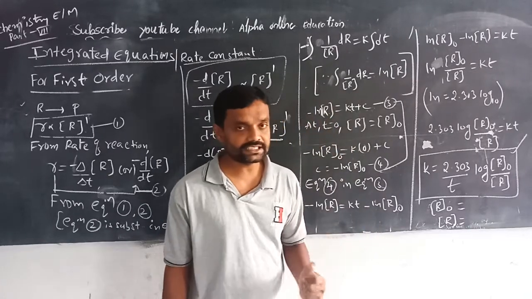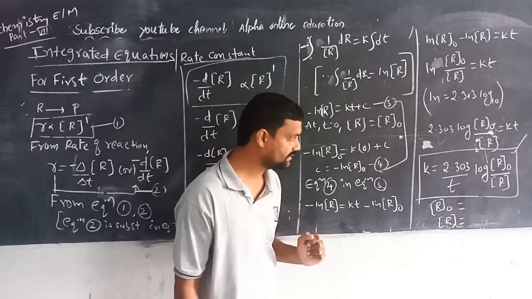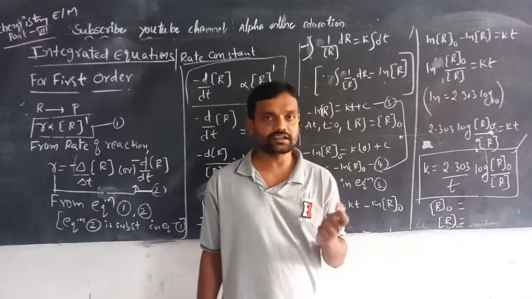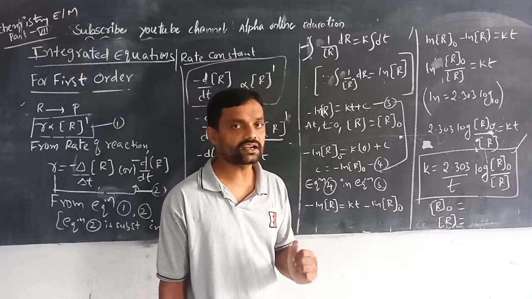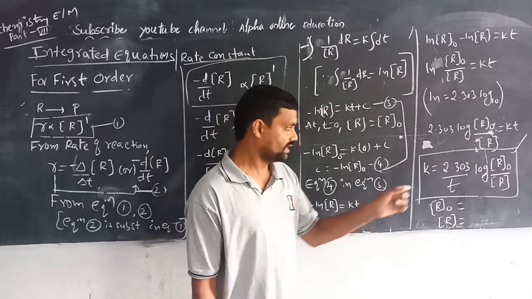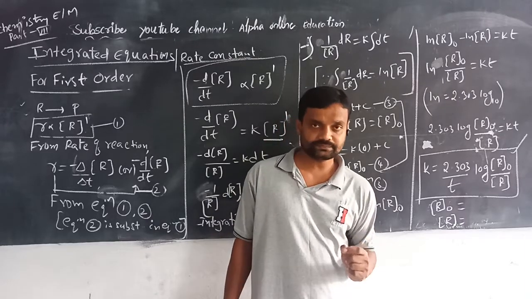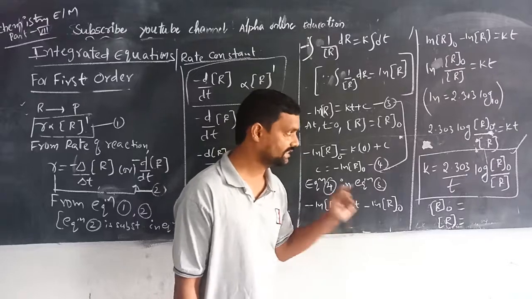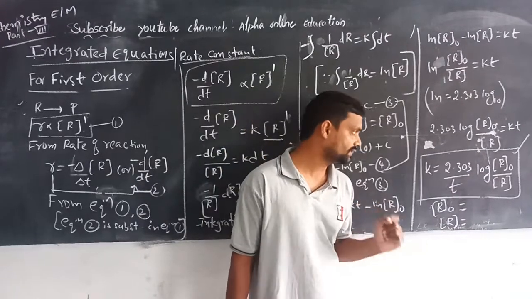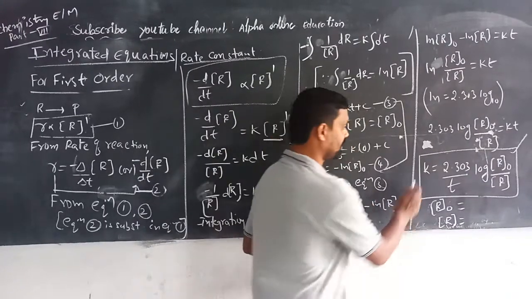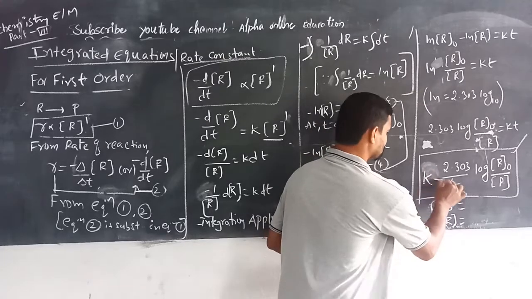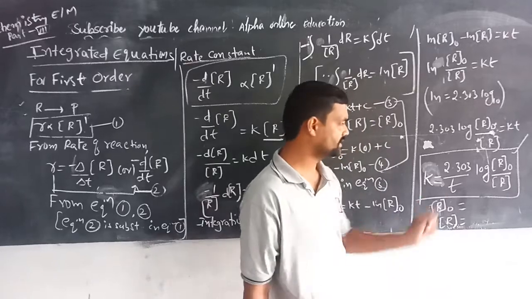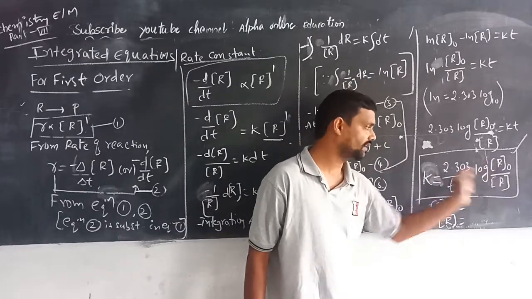Previously we derived the integrated equation or rate constant equation for zero order, that is K is equal to R naught minus R by T. Now we have derived the integrated equation or rate constant equation for first order, that is K is equal to 2.303 by T log R naught by R.